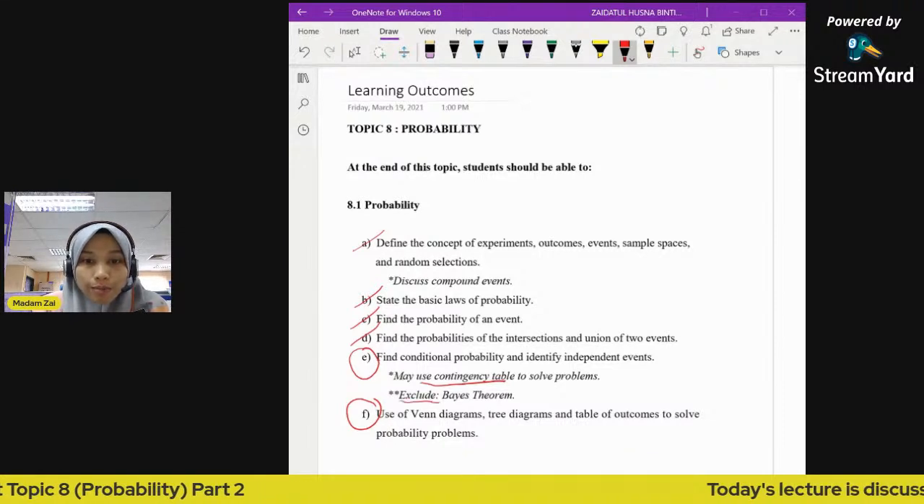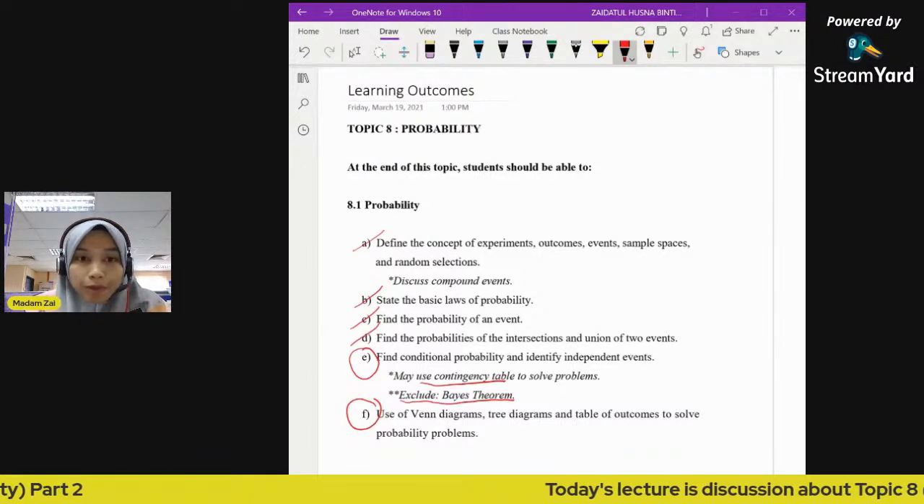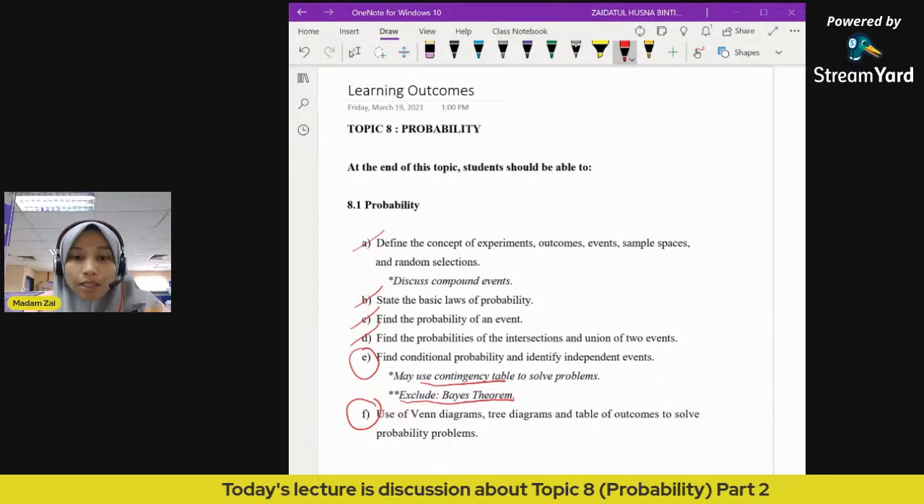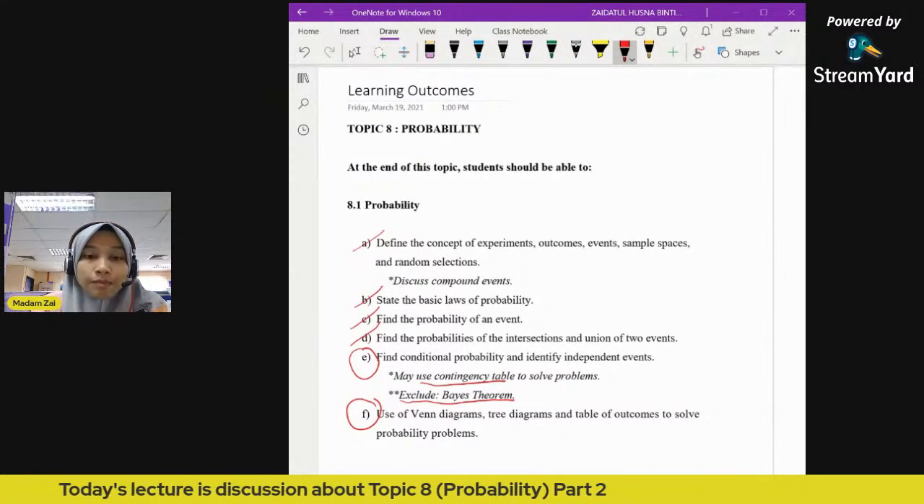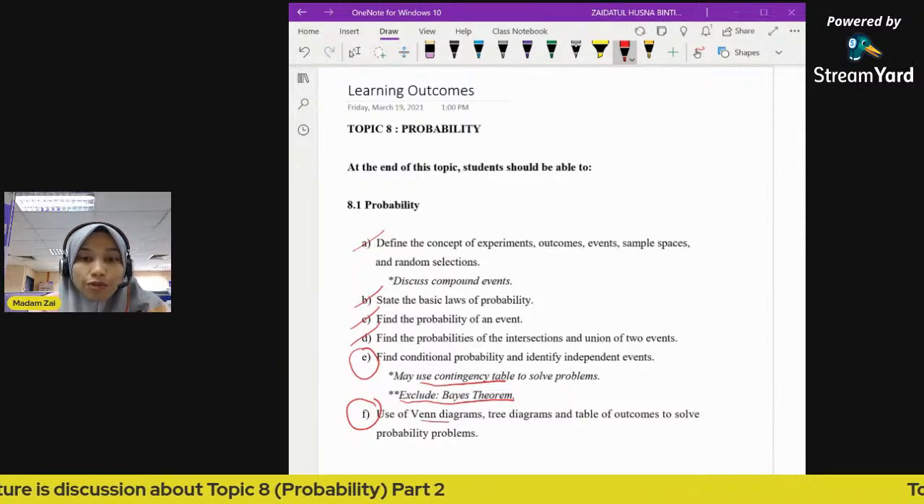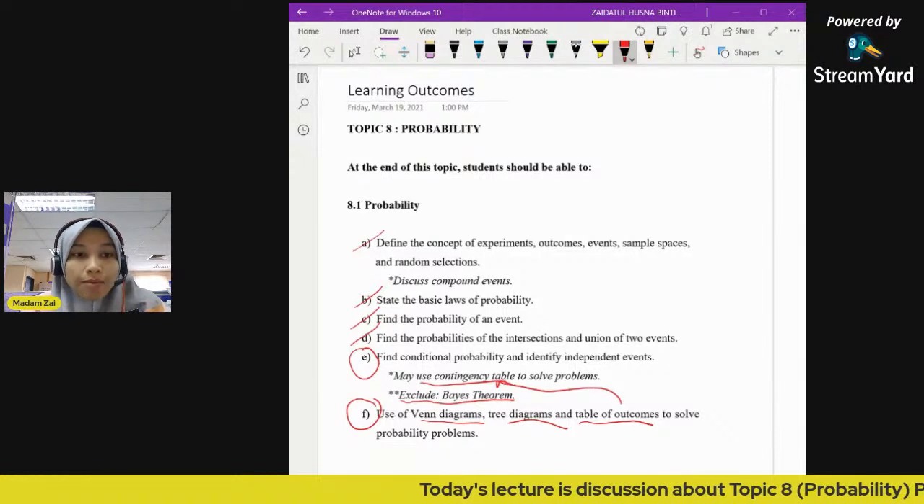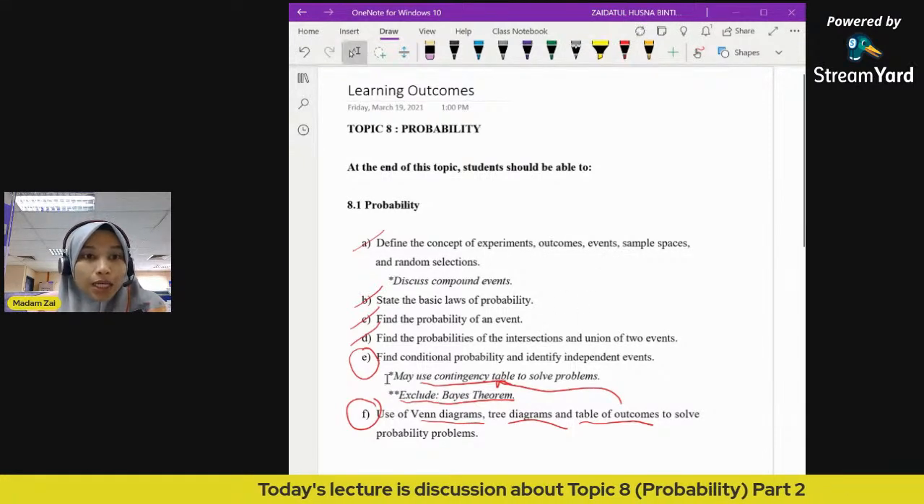There is also a remark here. In this topic, we will exclude the Bayes theorem, because it is out of your syllabus. And for the last learning outcome, we are going to use Venn diagrams, tree diagrams, and table of outcomes. Again, table of outcomes is basically a contingency table, to solve probability problems.